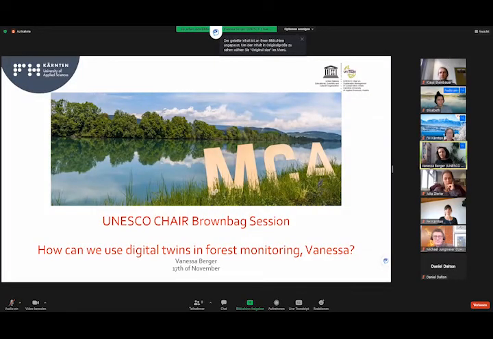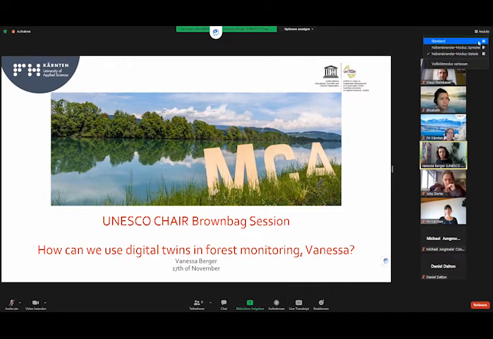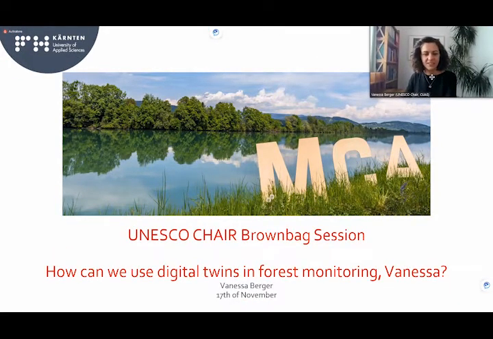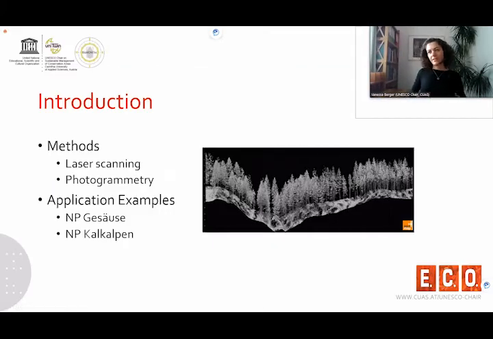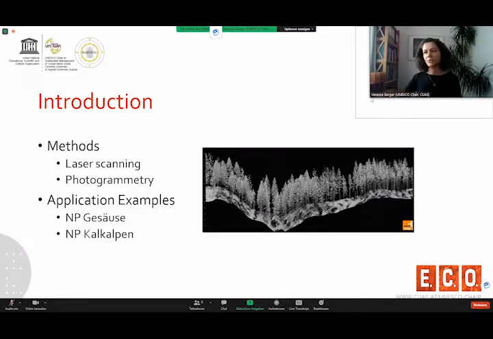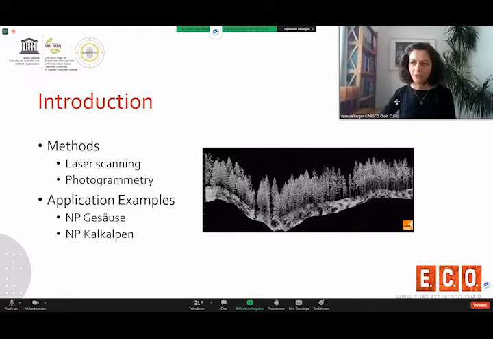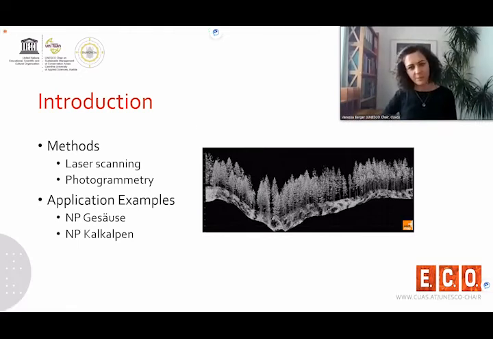So my topic is how we can use digital twins in forest monitoring, which is a really huge topic, not only digitization in forests, but also in other ecosystems and a lot of other sectors. I would like to introduce you a bit to the methodology. There are two different methods, laser scanning and photogrammetry. And then I would like to show you some examples from the National Park Gesäuse and Kalkalpen.